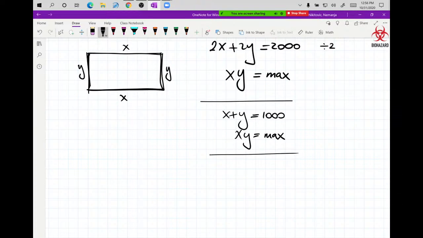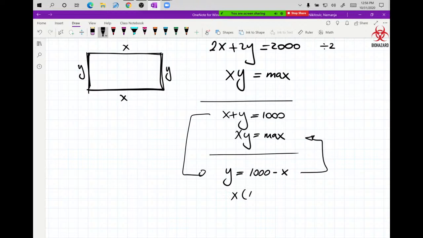Now again, solve for either x or y. No one cares. Plug that in. Multiply through.